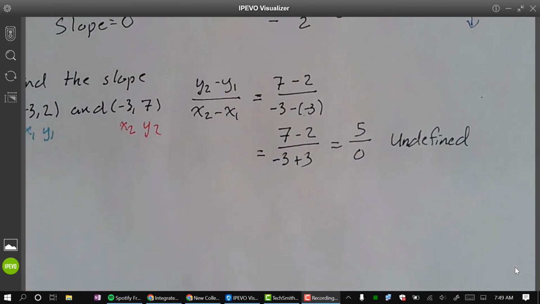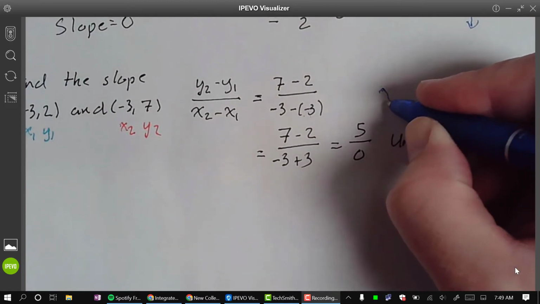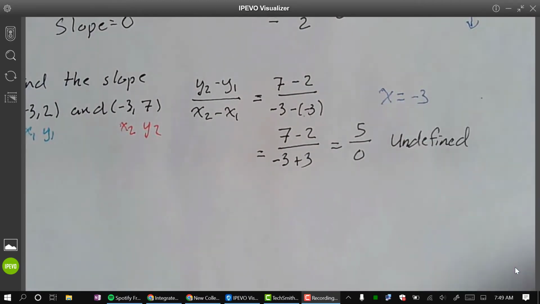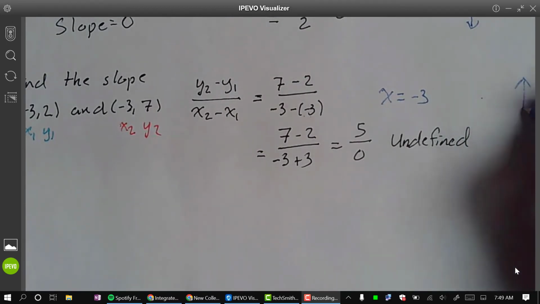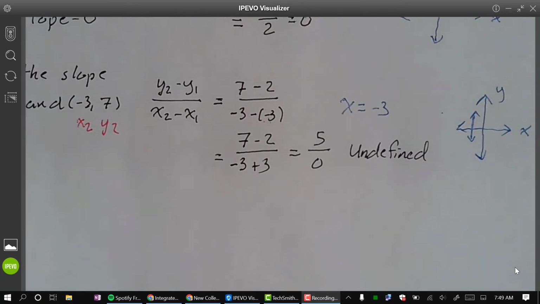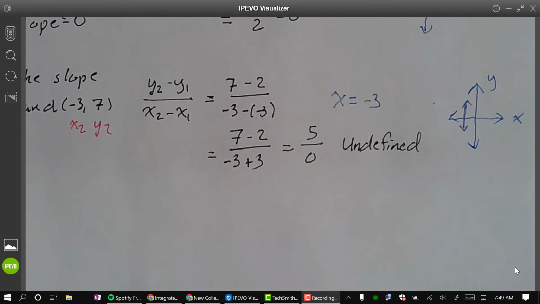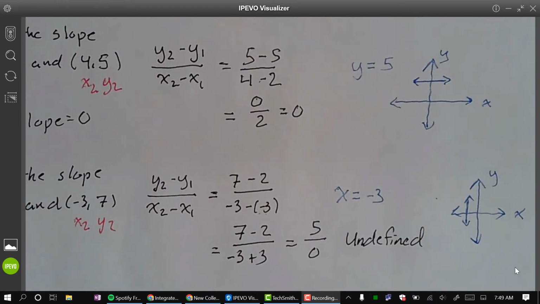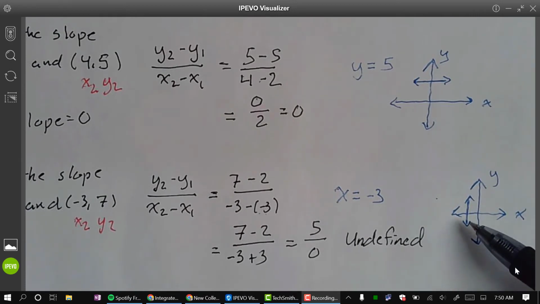And what does an undefined problem look like? Again, this is something we've seen before. This one looks like this, x equals -3. And our rough graph for this problem would be this graph, which is a vertical line. So when the slope is 0, you have a horizontal line. When the slope is undefined, you have a vertical line.